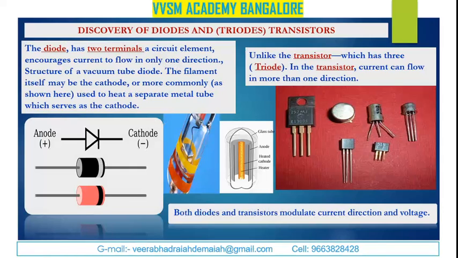Discovery of diodes and triodes. Triodes are also called transistors. What is a diode, my dear friends? The diode has two terminals. A circuit element that encourages current to flow in only one direction. Very important thing: a diode encourages the current to flow only in one direction.